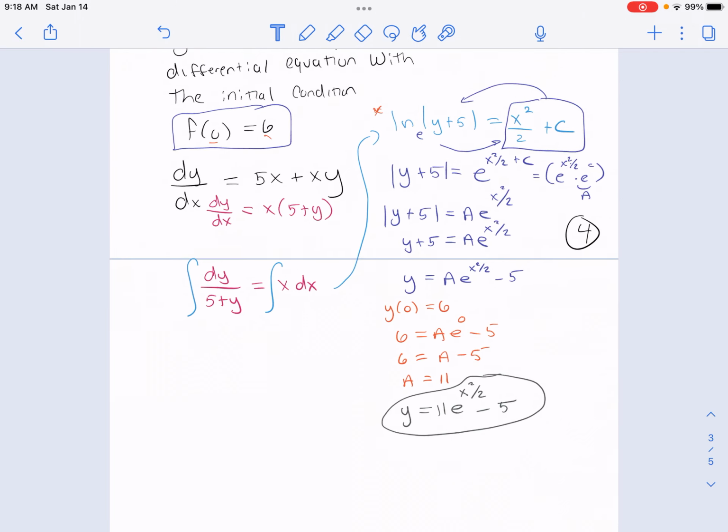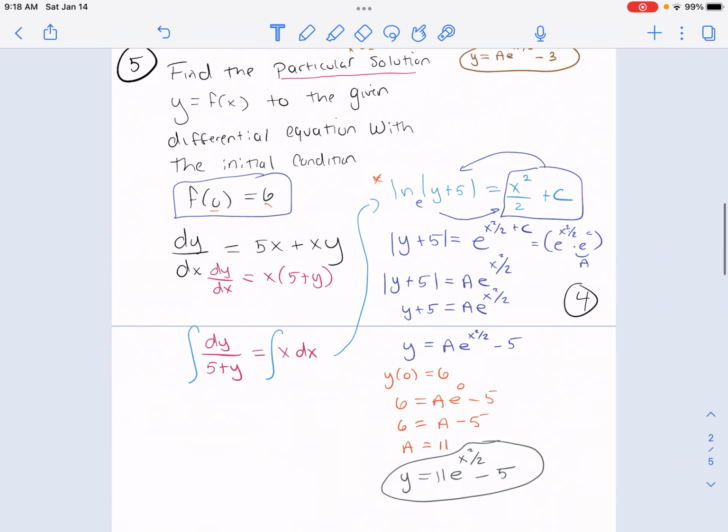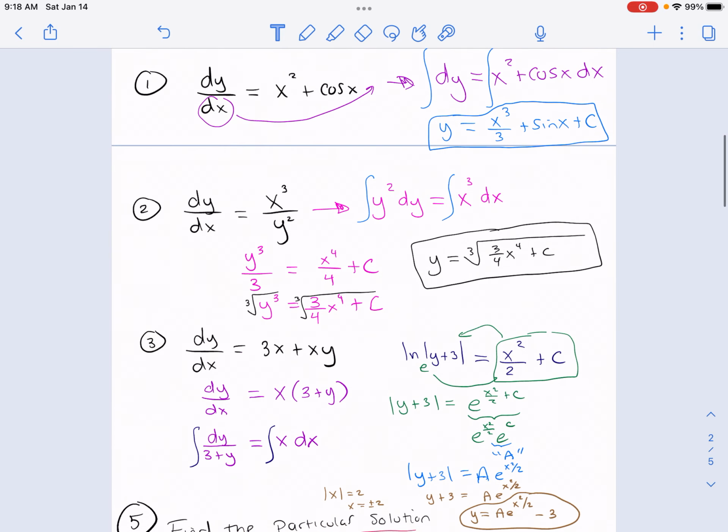There are four differential equations, one with a particular solution, that you should be prepared to do if you are taking my midterm.